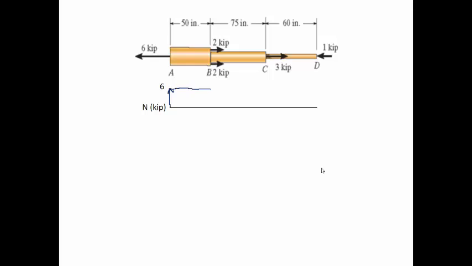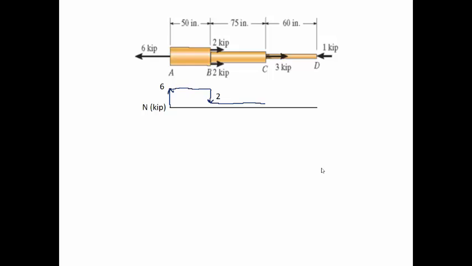And then at 50 inches from A, we have a 4 kips force going to the right, so therefore we are going to decrease those 6 by 4, and we end up with 2 kips. It's still a positive value, so the tensile load at B is 2 kips. We continue going to the right for the next 75 inches, and we see there is no load, so we maintain that load of 2 kips.